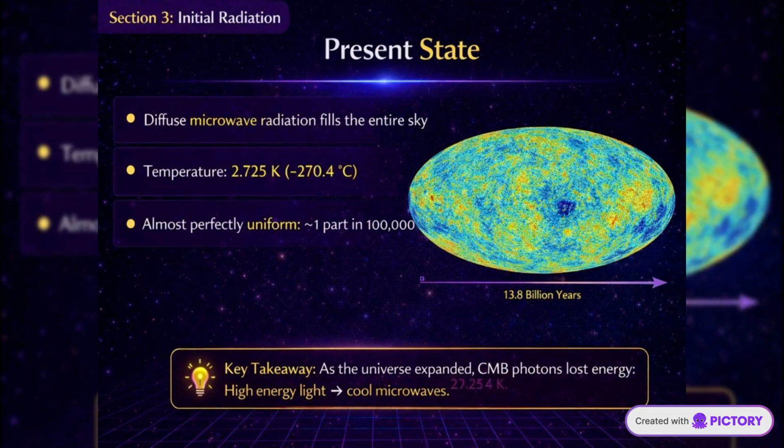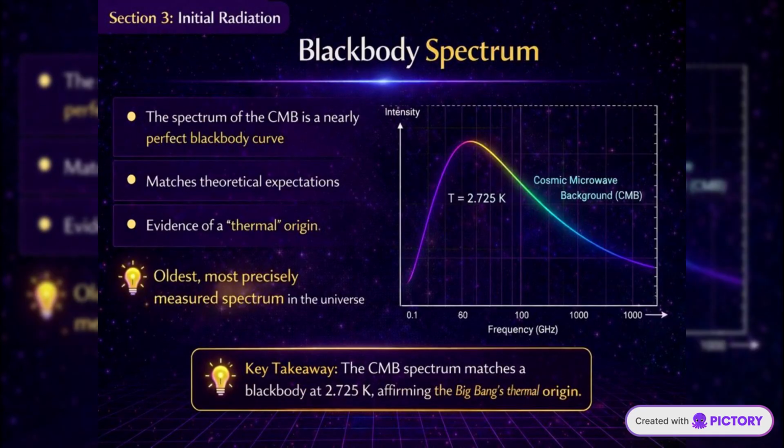Today, the CMB fills the entire universe uniformly. Its temperature is approximately 2.725 Kelvin. It is extremely uniform, with variations of only about 1 part in 100,000. The spectrum of the CMB closely matches a perfect blackbody curve. This confirms its thermal origin. It is one of the most precise measurements in cosmology. This strongly supports the Big Bang model.